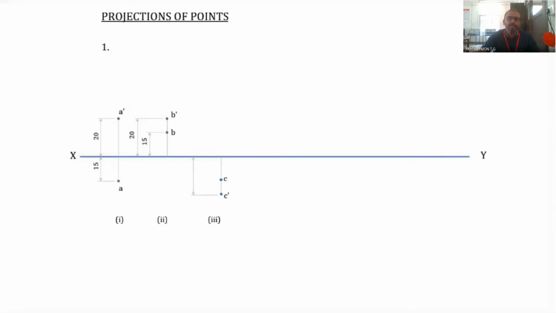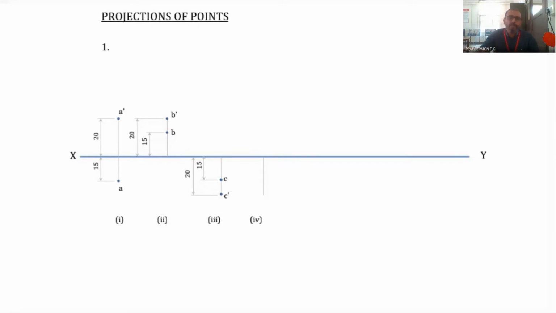Now mark the distances also. The distances are marked in such a way that the dimension lines don't cross each other. So 20 as well as 15, these are also marked. Now we move on to the fourth question, in which the point is in the third quadrant. That is, the point D is 15 millimeters behind VP and 20 millimeters below the HP. So that is in the third quadrant.